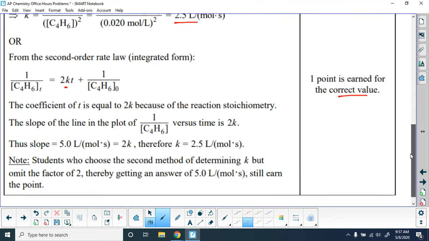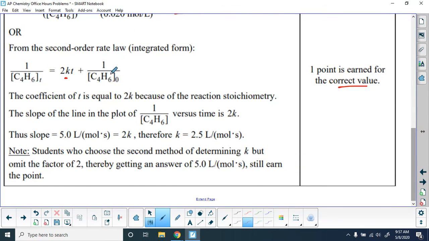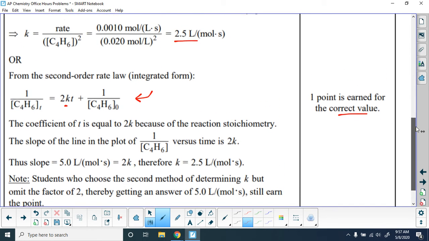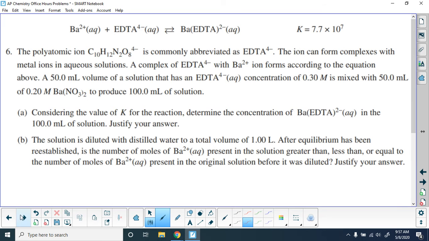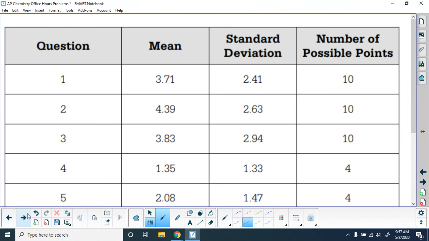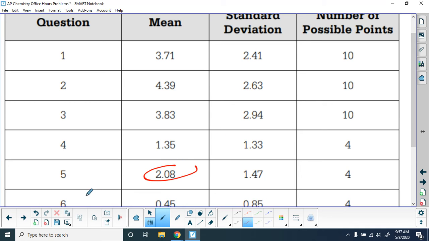You could also use the second order integrated rate law for this. I wouldn't prefer to use this method, but you could. This is on your AP equation sheet, and you can plug in your known values and solve for your k value there as well. So that's kind of a pain. I would do this first method. For a 4-point problem, if you want to check your point values, you would have 2.08 as the average number of points. You can see how you did with that.